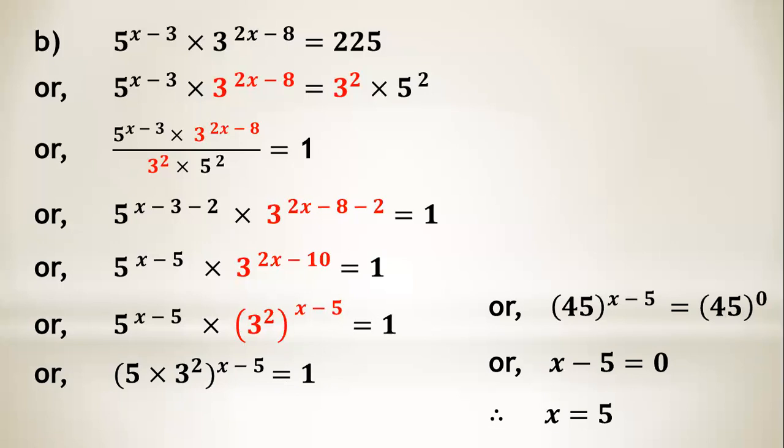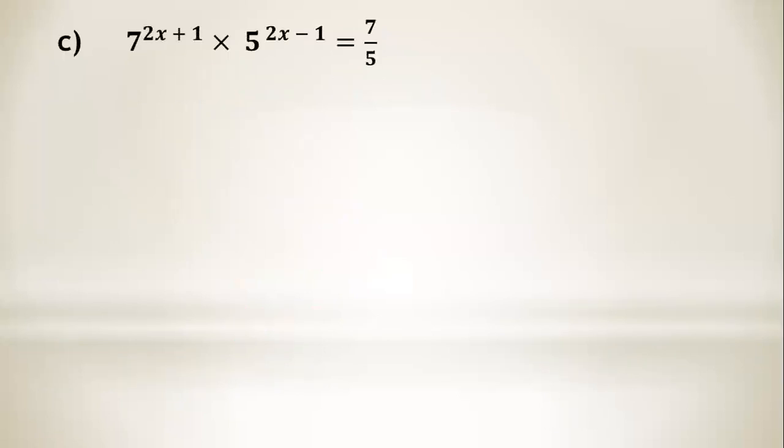Now let's go to the next question. C. In question number C, as you can see here, there is 7 to the power 2x plus 3 times 5 to the power 2x minus 1 equals 7 by 5.